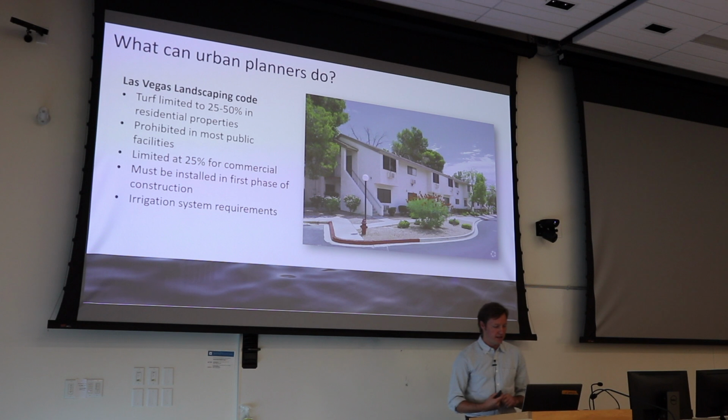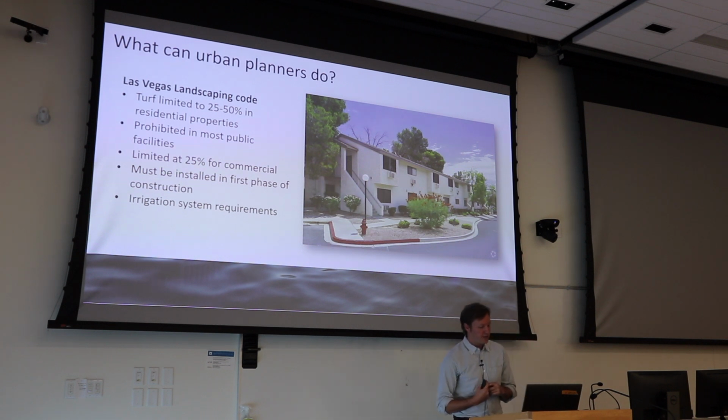Las Vegas, another arid city, has implemented one of these. Their landscaping code limits turf to 25 to 50% of an entire residential property, so it's a little bit more generous. But they prohibit turf in most public facilities, and commercial properties are limited to 25% turf grass. This occurs when new construction happens, or if a property needs to come into compliance, if they add an accessory dwelling unit or make any renovations, they have to come into compliance with this law.